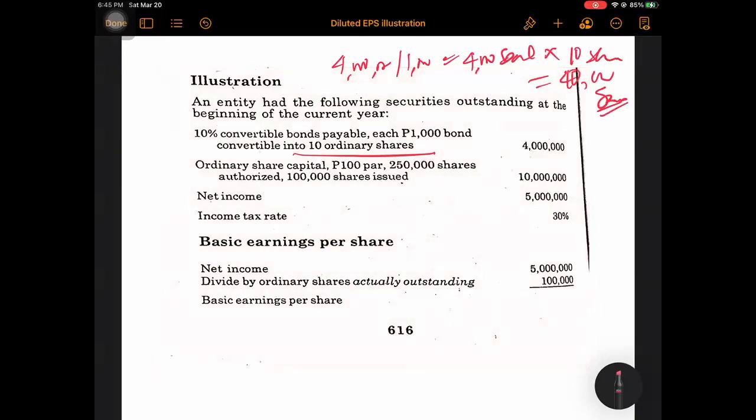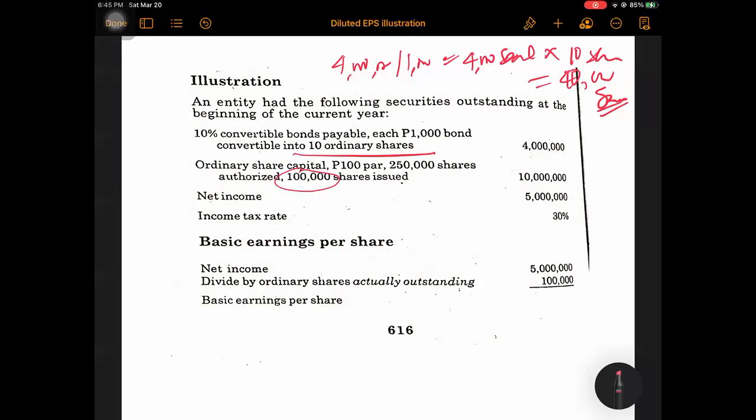Okay, and you have the original existing outstanding ordinary share capital, that's 10 million, or the outstanding ordinary shares of 100,000. You have the net income of 5 million, and you have the income tax rate of 30%. Therefore, 30% is the tax rate.